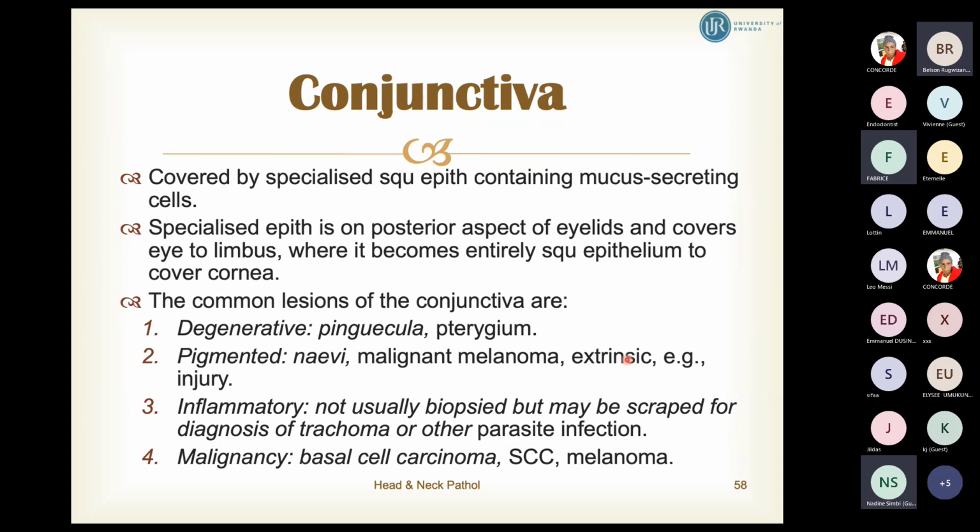Inflammatory lesions are not usually biopsied, but may be scraped for a diagnosis of trachoma and other infectious agents. Malignant ones include squamous cell carcinoma, basal cell carcinoma, and melanoma. I'm going to say that squamous cell carcinoma of the conjunctiva is mainly seen in HIV positive patients, and this cancer is usually associated with HPV.